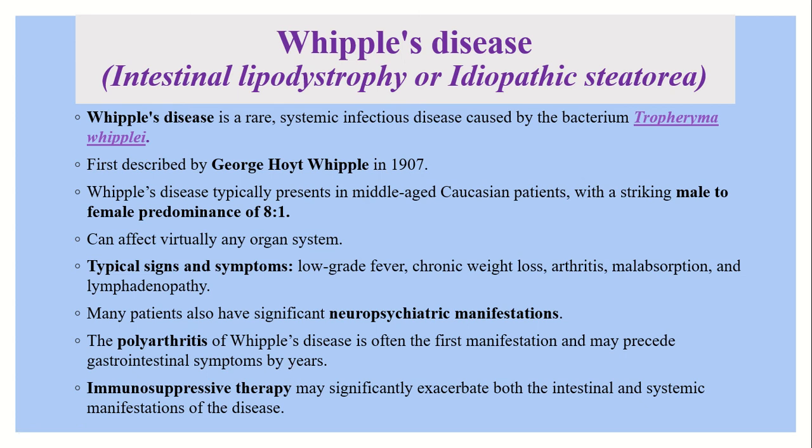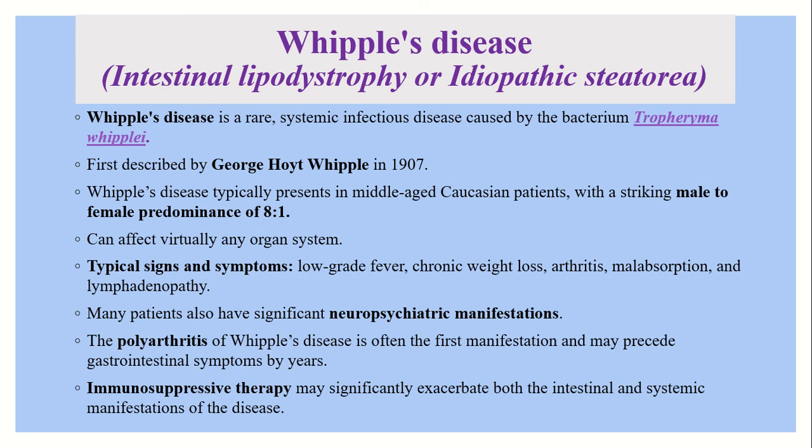Whipple disease, another name, intestinal lipodystrophy or idiopathic steatorrhea. Whipple disease is a rare systemic infectious disease caused by the bacterium Tropheryma whipplei, which was first described by George Hoyt Whipple in 1907.